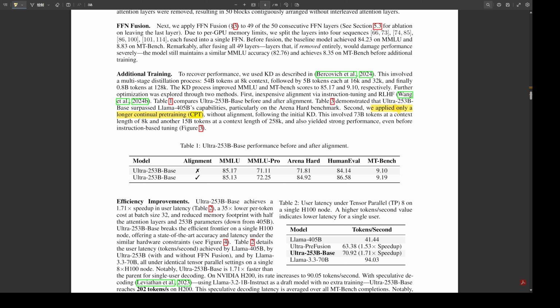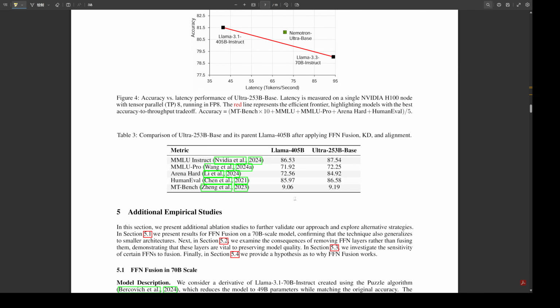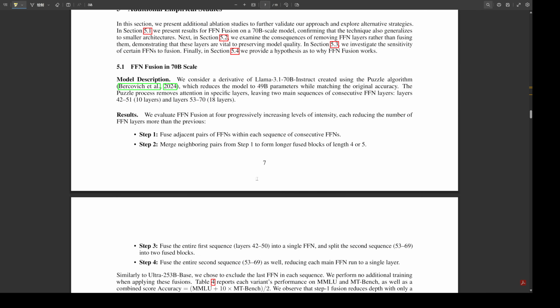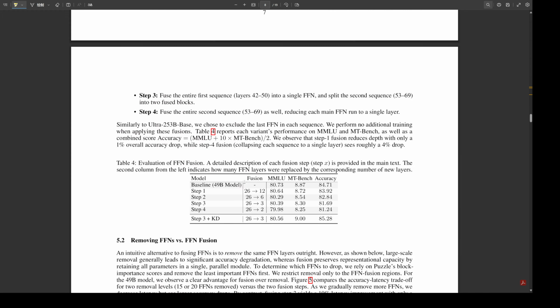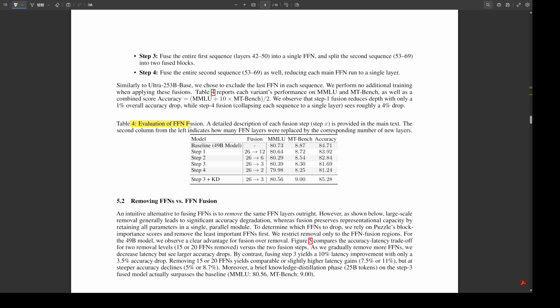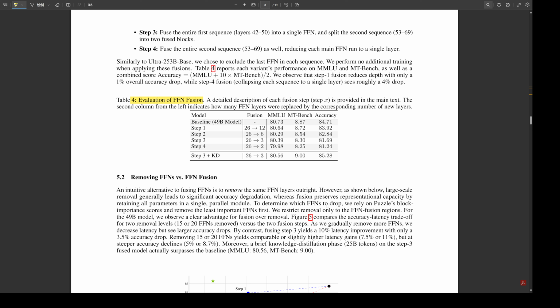Now, the paper also looks at applying FFN fusion to a smaller model, around 70 billion parameters. Yeah, they wanted to see if it would work at different scales. So what did they find? They experimented with fusing different numbers of FFN layers. Okay. And the results are summarized in Table 4. Okay. And basically, they found that even at this smaller scale, FFN fusion can still reduce the effective depth of the model with only a small impact on accuracy. So it's not limited to those massive 400 billion parameter models. Right. It seems to have broader applicability. That's great to hear. Yeah, it's encouraging.